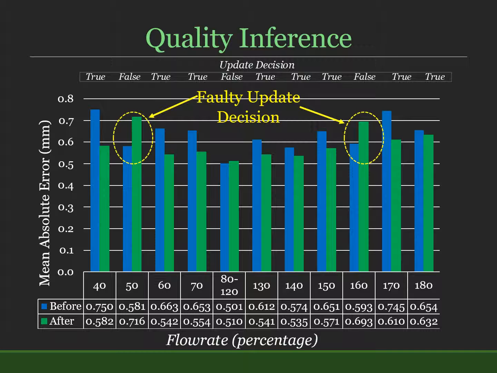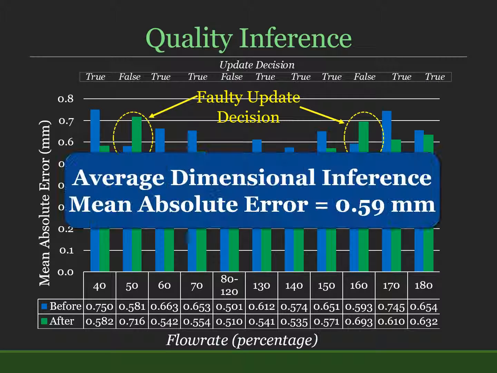It may also be noticed that when the system degraded with flow rate at 160% and 50%, the wrong decision was taken in not updating the quality inference model. Due to this, a large increase in mean absolute error was observed for quality prediction. However, this faulty decision was recovered in the consecutive stages.